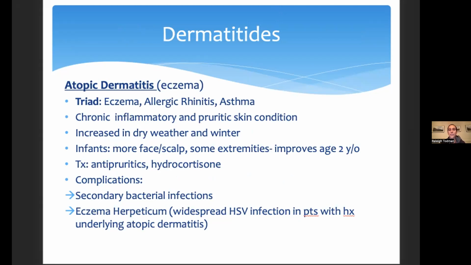With infants, you'll see it on the face and scalp. Infantile atopic dermatitis should improve at 2 or before. Treatment is antipruritics, hydrocortisone, topical steroids, usually only oral if it's very, very, very out of control. Main concern for this is secondary bacterial infections from scratching, open skin.